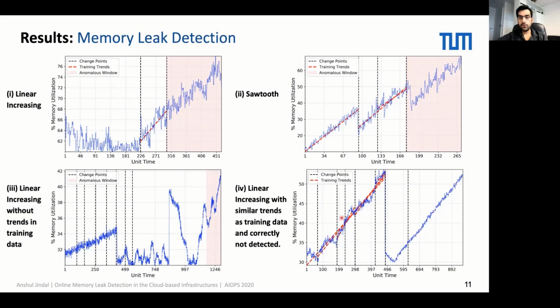And lastly, I'll show you a case where the testing trend is quite similar to the training trend. In the training, the algorithm was able to detect the trends, and the algorithm saw that in the testing as well, this trend is very similar to the training trend. So it didn't classify this particular case as a memory leak, which was correct. So these are some of the cases that show you how the memory leak Precog works.